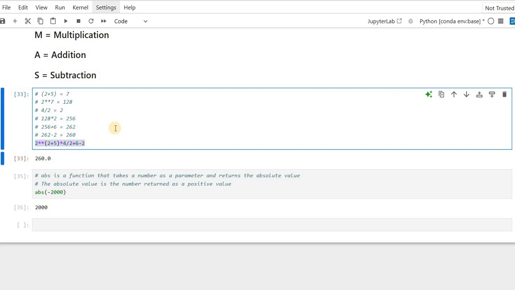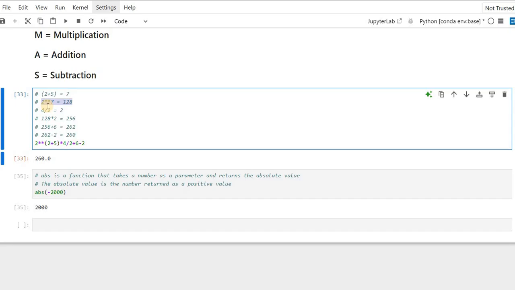So I have explained to you, according to the PEMDAS rule, first of all we have to do the parenthesis. That means 2 plus 5 will be done first in this expression, and that will give the result 7. If you do this calculation using a calculator, then you can match the result. Next, once the parenthesis part is done, we have to do the exponent. That means the power, right? So 2 to the power 7 will be 128.